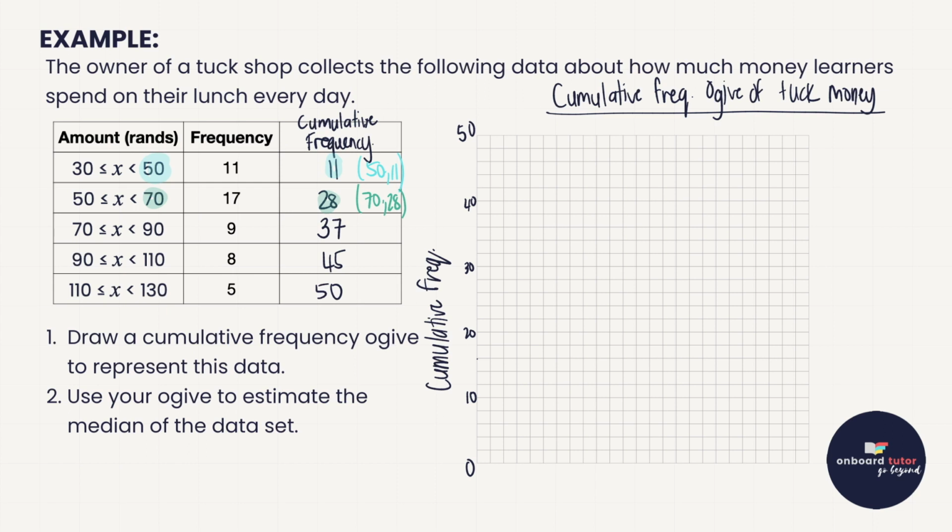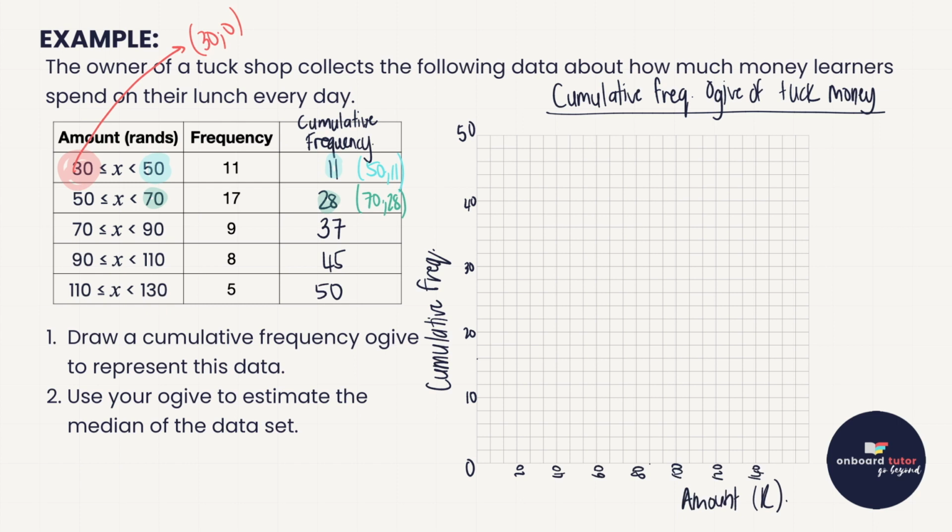Now you may be saying, well, we're only plotting from 50, but do you remember what I said when we first met this whole ogive thing? We always need an anchor point. And so the anchor point is just this first lower bound, 30, and a 0. Okay, so when I plot, I'm going to plot like that.